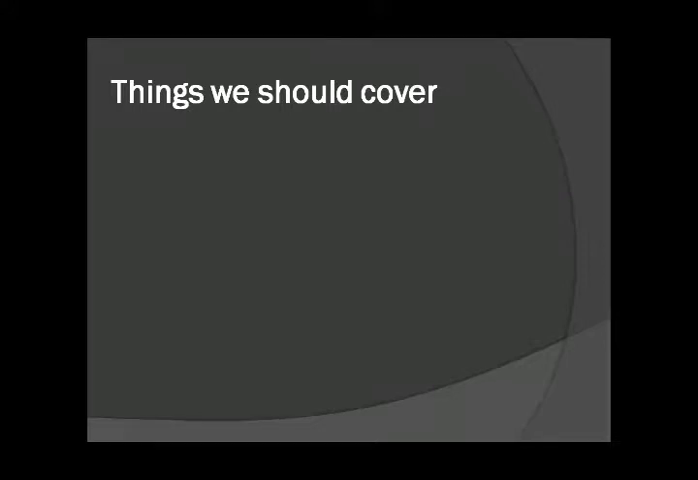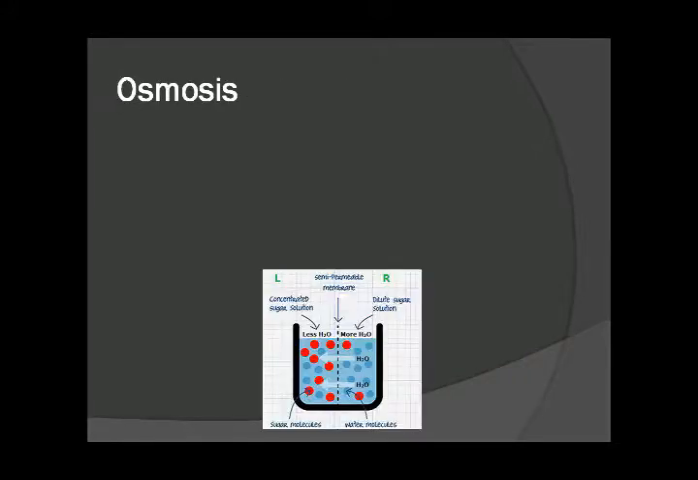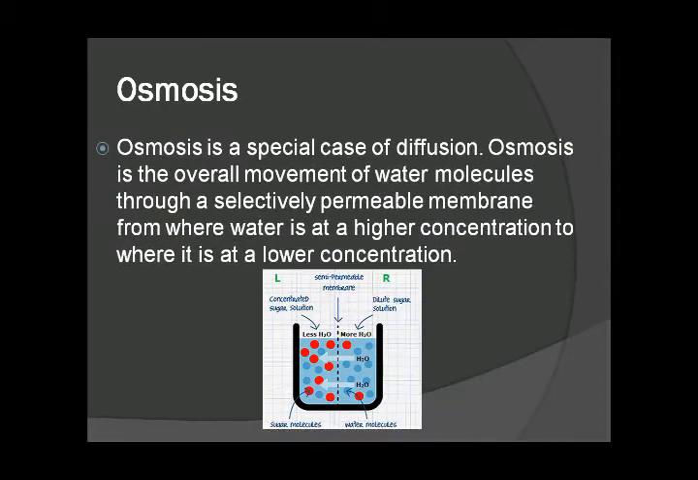The things we should cover in this episode: osmosis, Brownian motion, and changes of state. So, osmosis. Osmosis is a very special case of diffusion. Osmosis is the overall movement of water molecules through a selectively permeable membrane, from where water is at a higher concentration to where it is at a lower concentration.